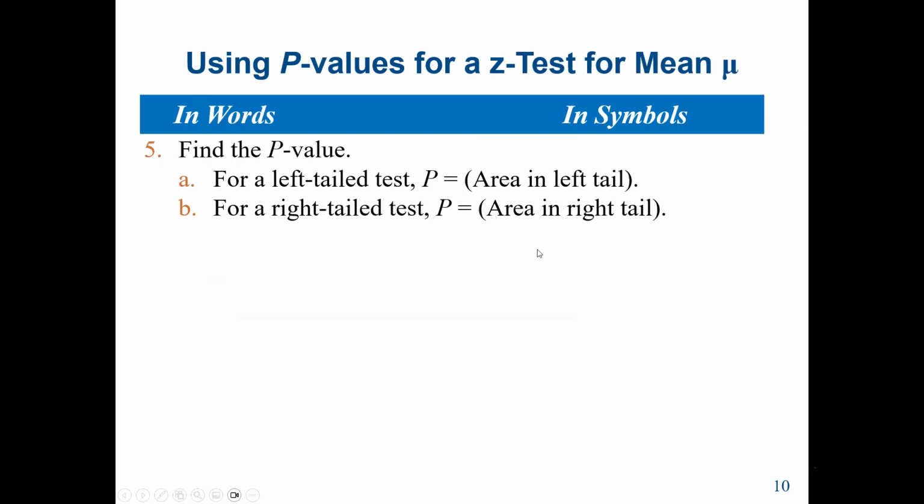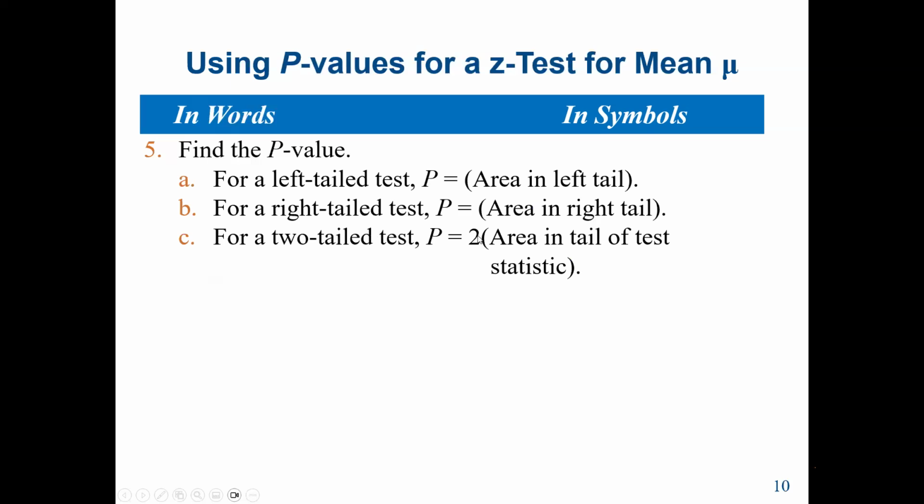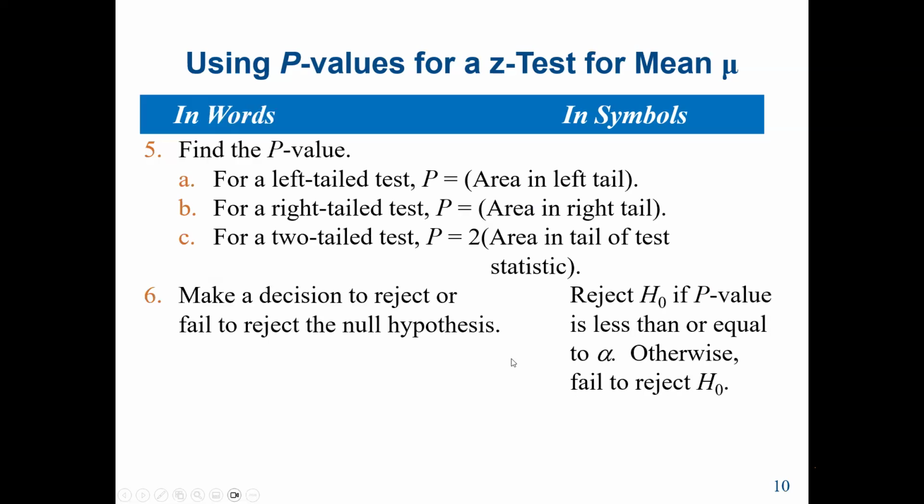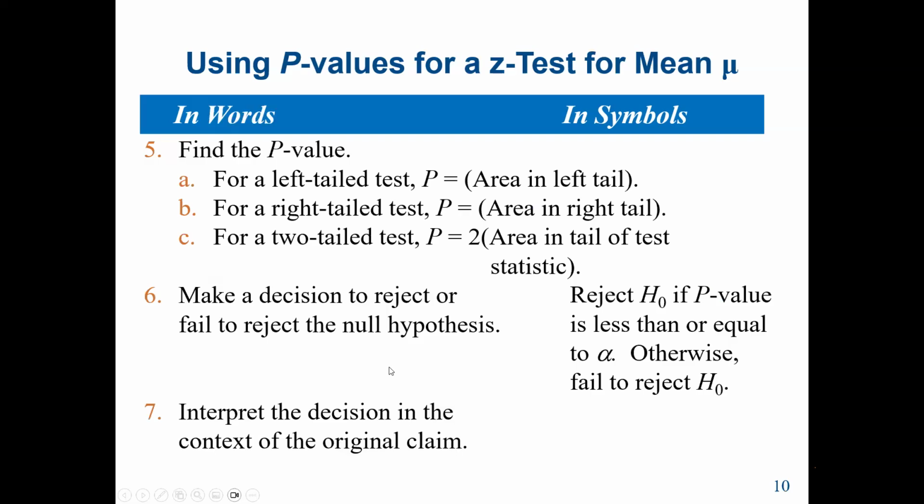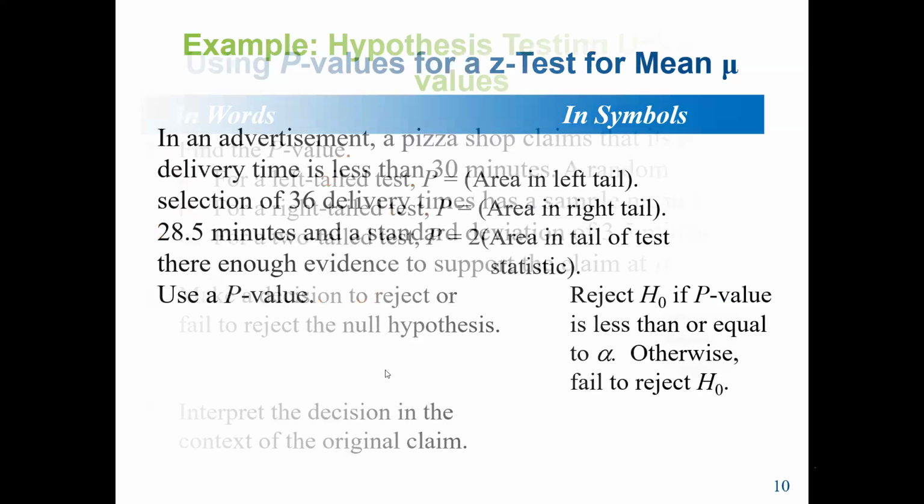For the right tail, the same thing. For two-tail, we multiply by 2 the area in the tail of the test statistic. Then we make a decision whether to reject or fail to reject the null hypothesis, and that depends on the p-value, whether it's greater than, less than, or equal to alpha, the level of significance. Then we interpret the results.